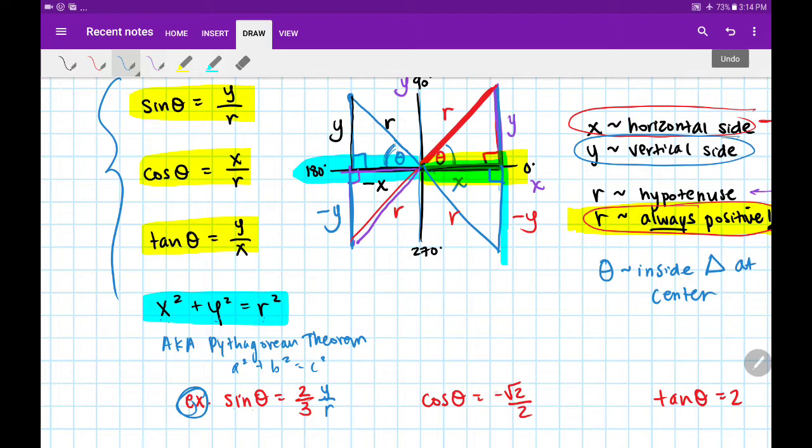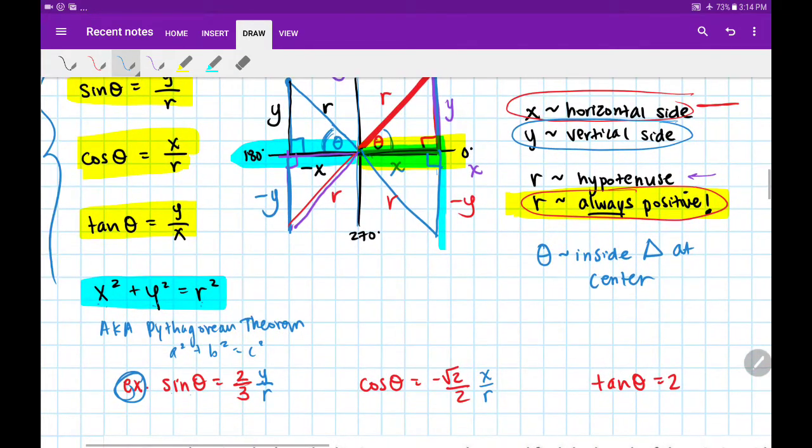If it says cosine theta is negative radical 2 over 2, well, cosine, look at your formula here, is x over r. That means that my x would be negative radical 2, and r would have to be the denominator, 2. And then lastly, tangent. The formula is y over x. So I'm going to write y over x. But what's missing here? I'm missing a denominator, so we have to write that in. It's always over 1 if there is no denominator. And so we can see that y is positive 2, and x would be the 1.